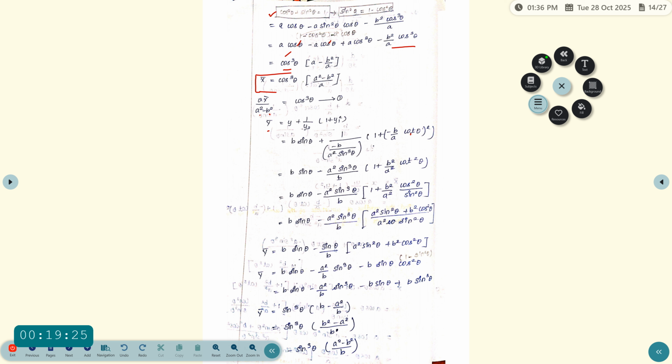These are all very basic trigonometric simplifications. For that we must know the basic trigonometric formulas also. Then only we can easily simplify the trigonometric problems.